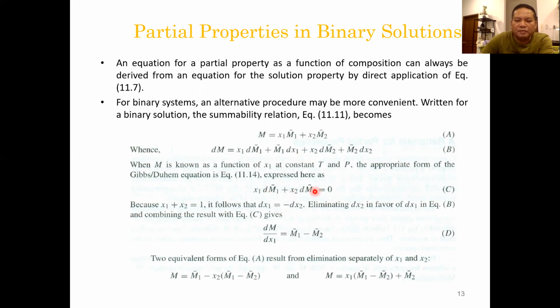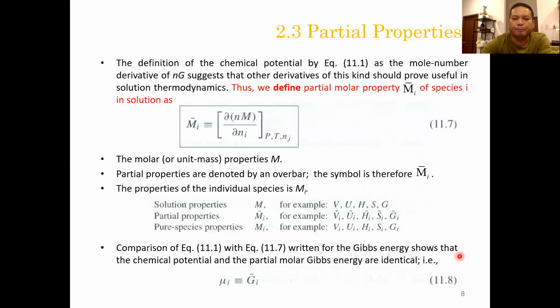So the summation of both of these values will be 0. We know that x1 plus x2 equals 1, and from differentiation we got this. Then eliminating x2 in favor of x1 in equation B, we get this equation. Alternatively, we can change that and enter it into x2, and this is for x1. So that's very straightforward mathematics. This is what is meant by the previous statement here.